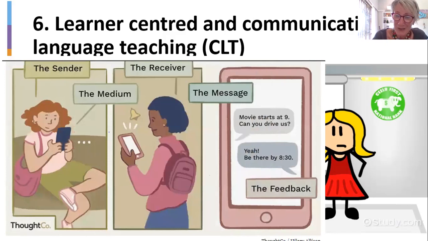What about texting? Okay, our students text on WhatsApp all the time. We've got the sender, which is a communicative approach. The receiver is who I'm sending it to, and the medium using my laptop or my cell phone, my iPad, my tablet. And the message is, the movie starts at 9. Can you drive us? Maybe it's to a mother or father. Yeah, be there by 8:30. Then what is the feedback? Okay, so you can ask them to do a little dialogue, imagining they're using their smartphones or their iPads or their computers or just a telephone to get them to interact, because they have to respond to different questions. Okay, so think about being very communicative.